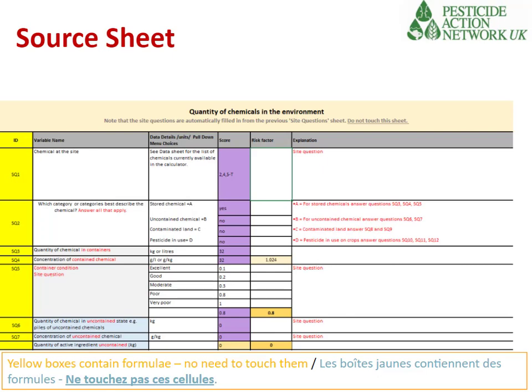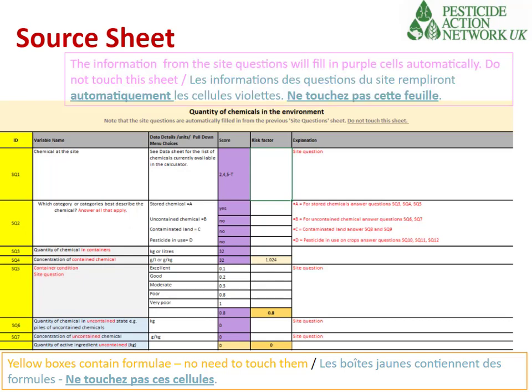Next, we arrive to the source sheet. This is characterizing the source or the quantity of chemicals that are at the site, and this has already been filled in by your site questions information. There's no need to touch anything in this sheet. The yellow boxes contain formula, so there's no need to touch those. And the purple cells are pre-populated from previous answers. So as mentioned before, you do not need to touch anything on the source sheet.